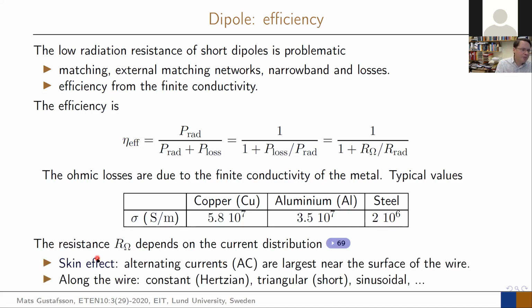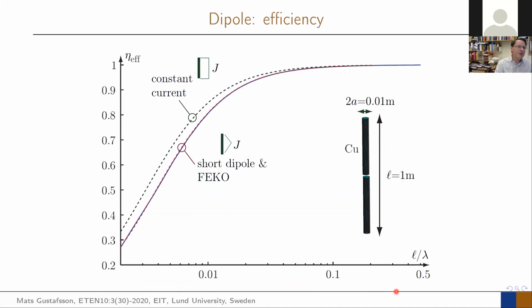And the resistance here depends on the shape of the current. There is something called the skin effect, which means that we have alternating currents oscillating very fast. They also push the current to the surface, so it is not uniformly distributed over the wire, and that increases the losses, so it decreases the efficiency. And then we have the shape along the wire. For the Hertzian dipole, we said it was constant. We can have a triangular shape, sinusoidal shape, and so on, and that also affects the losses. Losses typically need to be calculated accurately. We need numerical methods to do it. We can get some ideas of this.